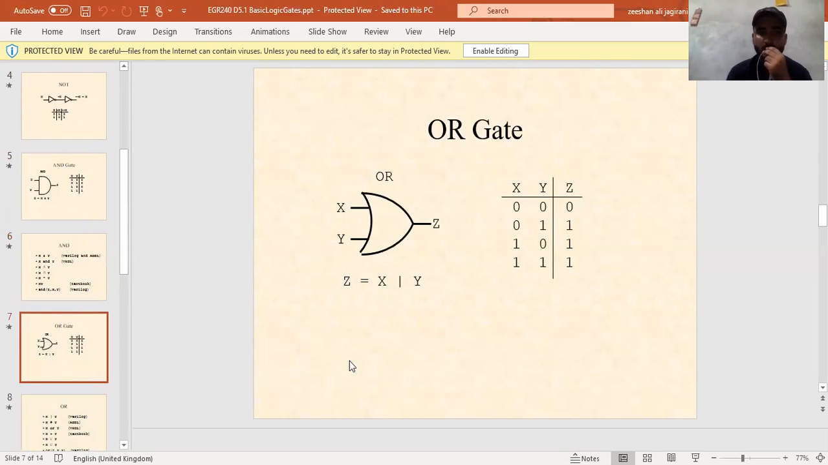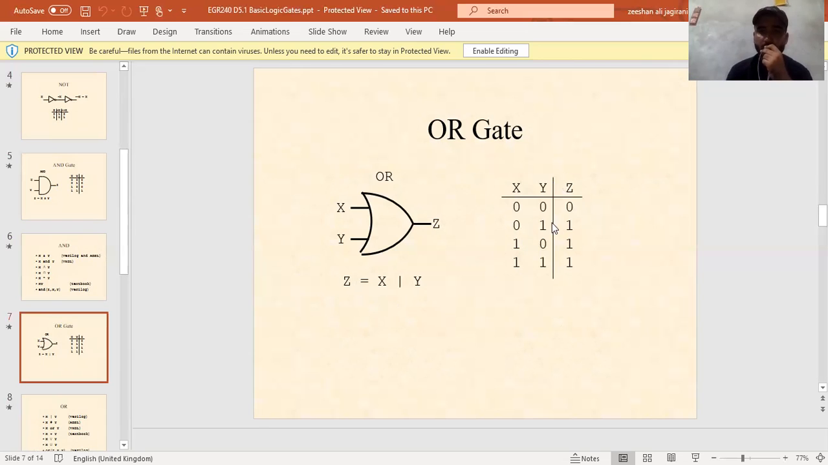OR gate. In an OR gate we use summation, the summation of X and Y. As we have learned in previous topics, X and Y are both inputs and the output is Z. In the OR gate, the two inputs X and Y are added, and the result gives the output. You can see this in a table.